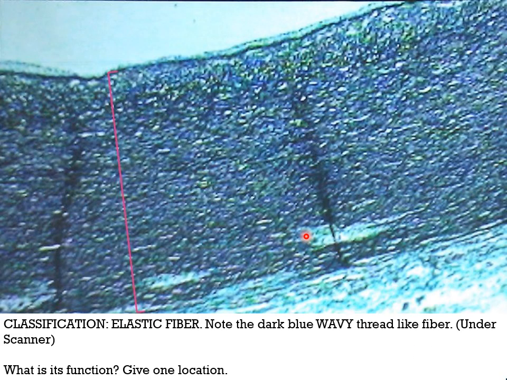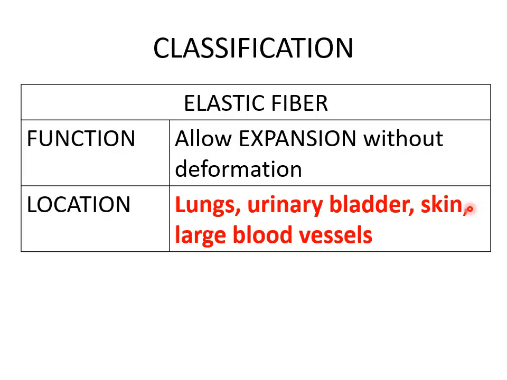Next fiber has a blue wavy thread-like appearance. Ito ay elastic fiber. No need na ng special staining kasi it readily stains as blue. And from the name itself, it provides elasticity. And this elasticity will allow expansion without deformation.